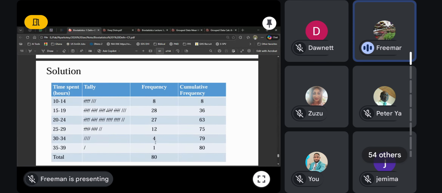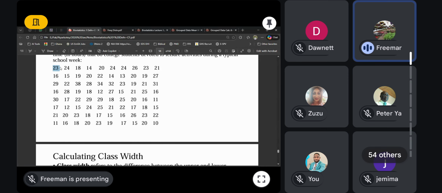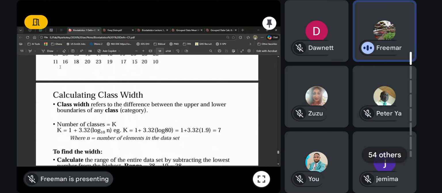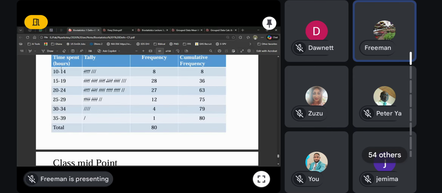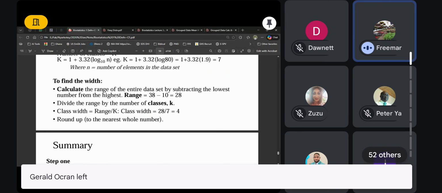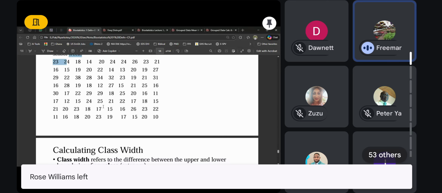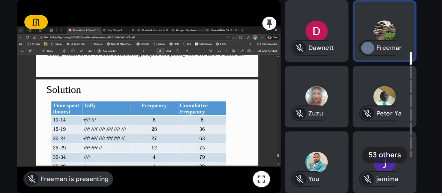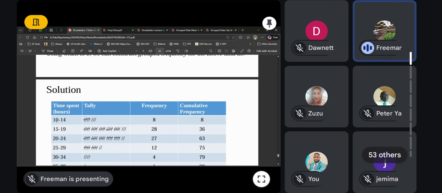Okay, so we already looked at this one. You have the data there. When you see 23, notice that 23 belongs to this range. So you put a stroke, a straight line. You go back, you cancel this one out, you go for 24, and you tally it there. 24 also belongs here. You do it like that for all of them. They will belong to each of these.